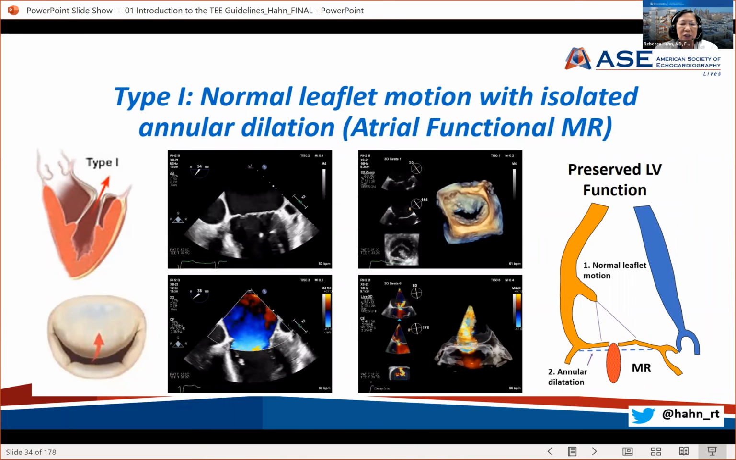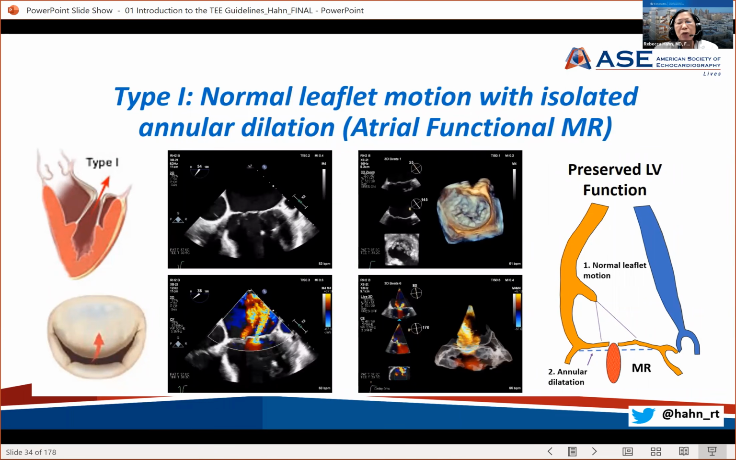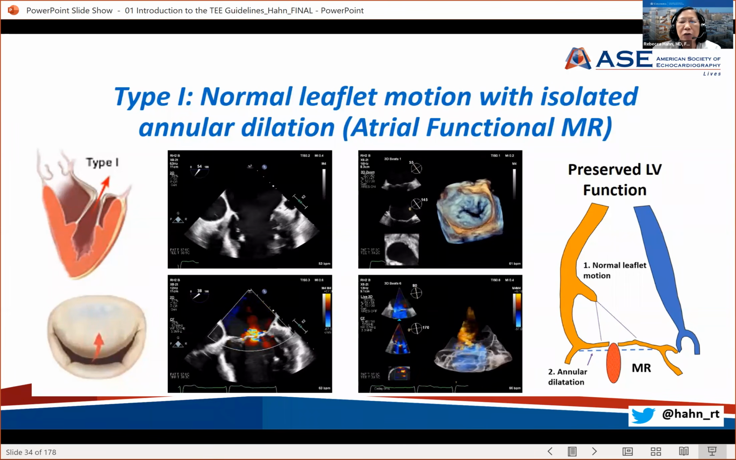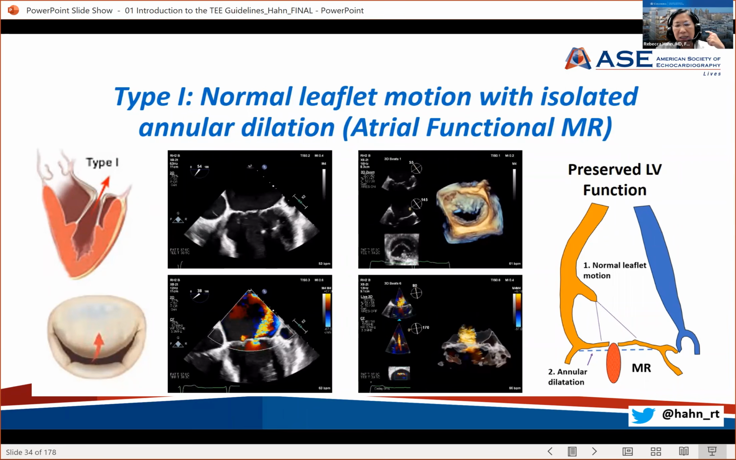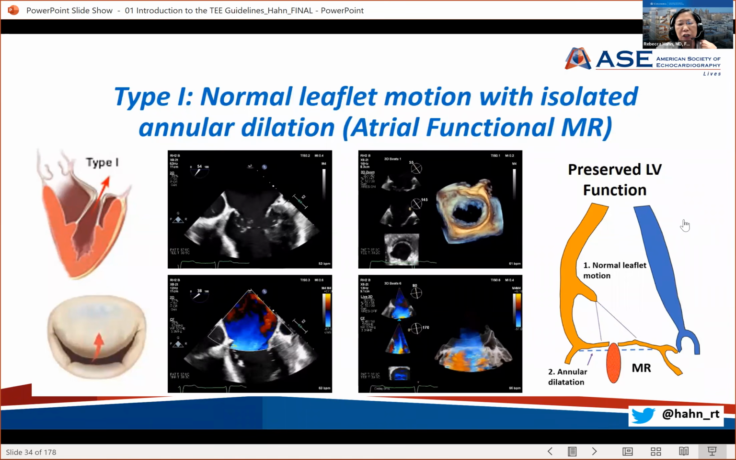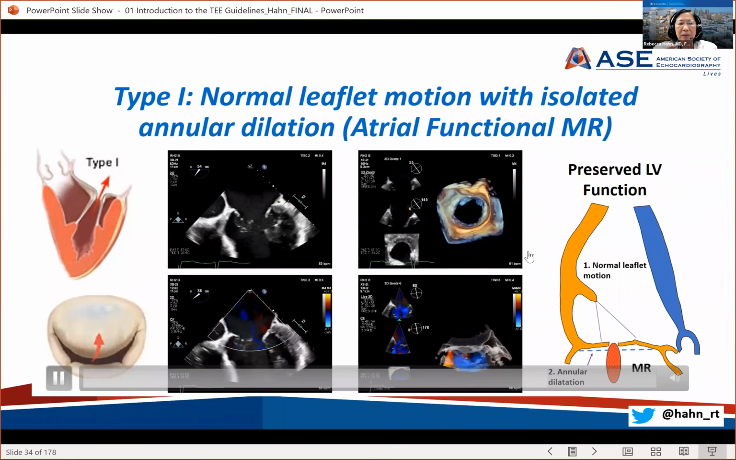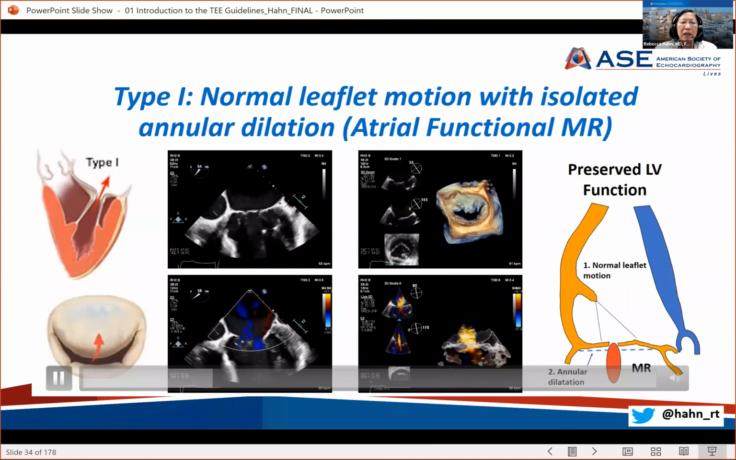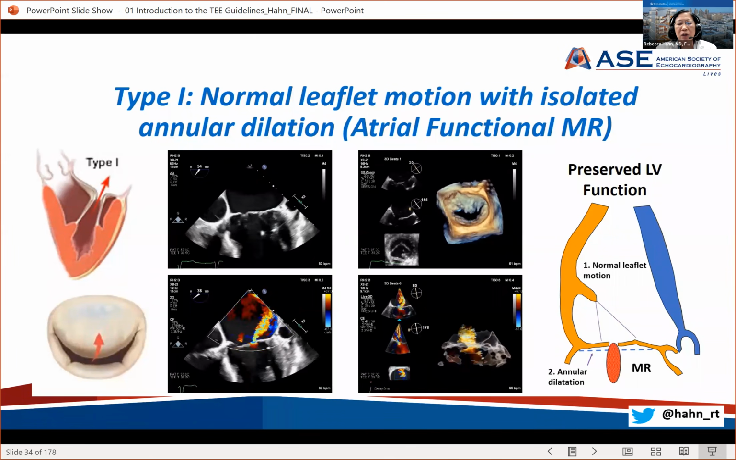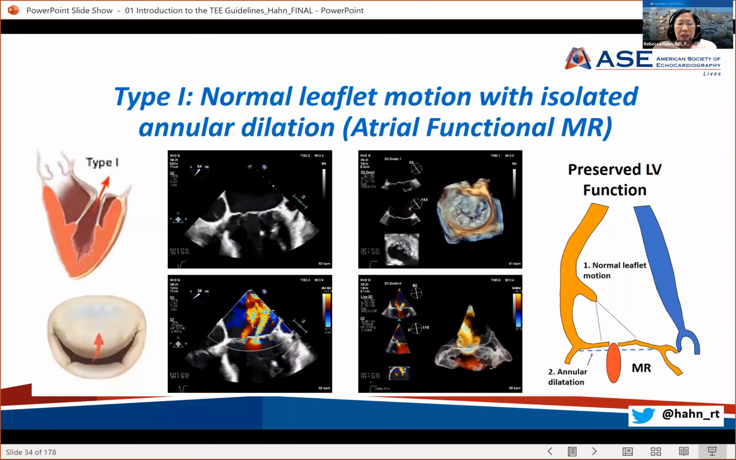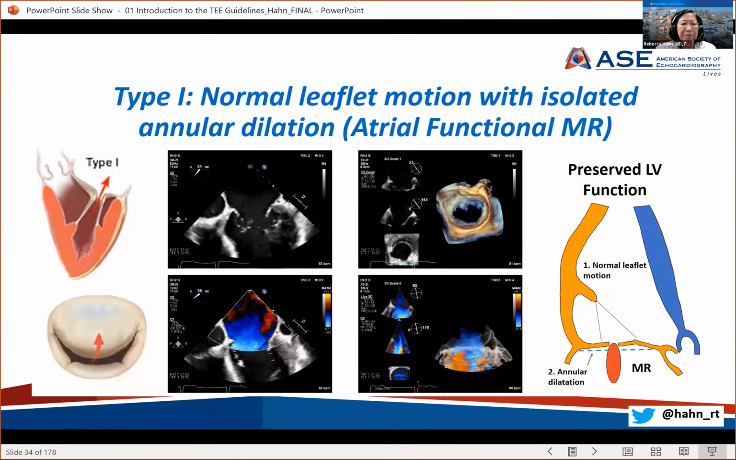So therefore you got regurgitation. But this is the classic thing that we're worried about, which is the atrial functional mitral regurgitation. We're going to cover that again in just another second. But this is where the annulus has become dilated because it's followed the dilatation of the left atrium. And now you just don't have enough leaflet to cover the annular area.